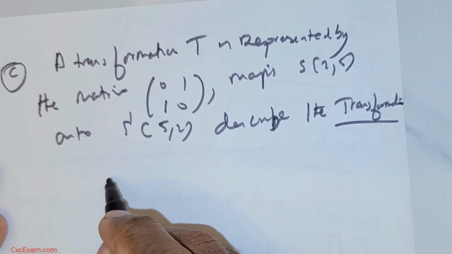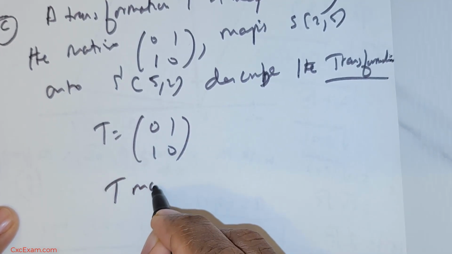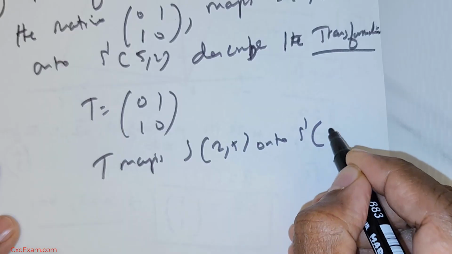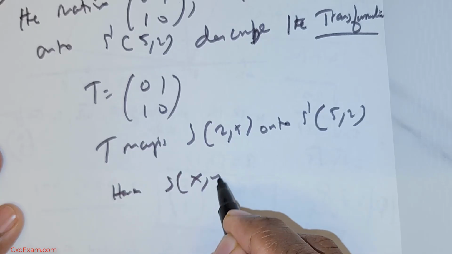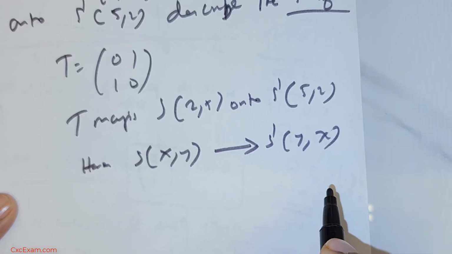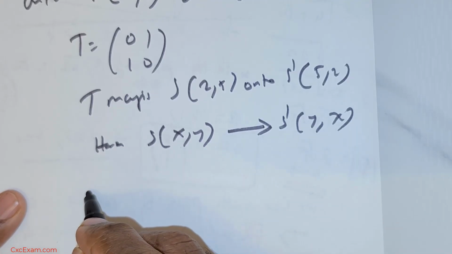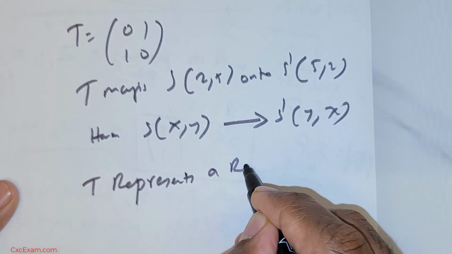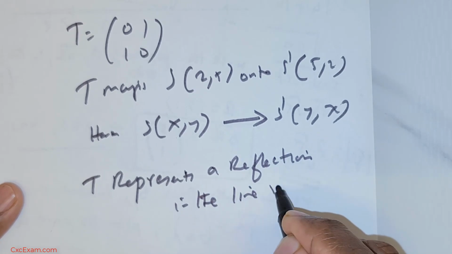Okay, now what happens here? T is given as (0, 1; 1, 0). Now T maps, this is the understanding, S(2, 5) onto S'(5, 2). So what is happening here? Here S(x, y) is moved to S'(y, x). Okay, so x becomes y and y becomes x. So you will have to write the statement: T represents a reflection in the line y is equal to x.